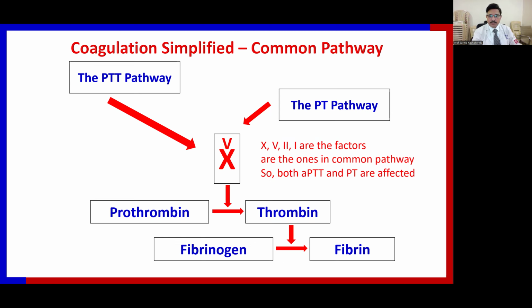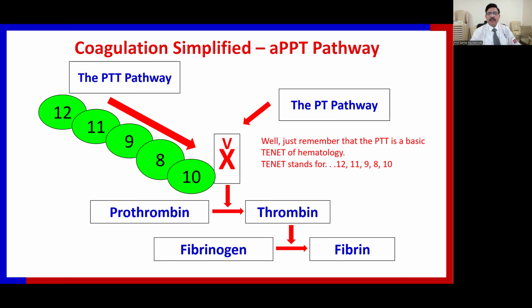Okay. Now, when I am checking the PTT pathway, what am I testing? 12, 11, 9, 8, 10, 5, 2, 1. Then I am not checking anything about 7 by doing that test. Now, let's go to the next one.